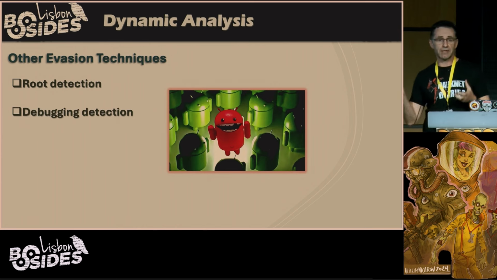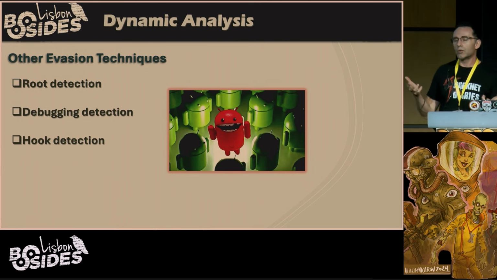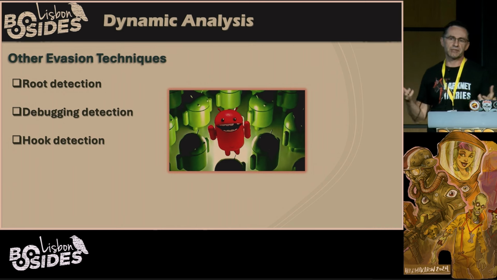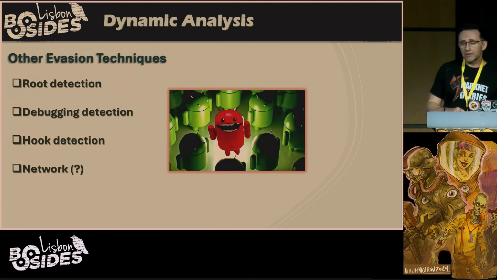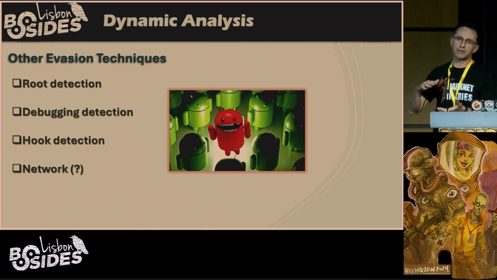Debugging detection, if their app is debugged, or some kind of hooking detection, like some kind of binary instrumentation framework, like Frida or something. Or even network. What they do when it comes to network is implement their own SSL pinning or add some kind of custom encryption layer, so they hide the communication between the client and the server.